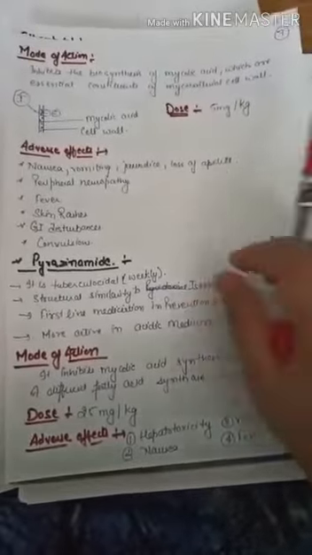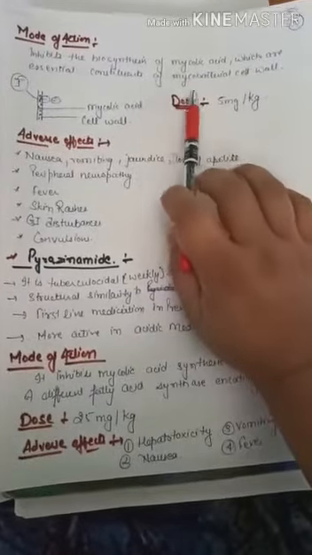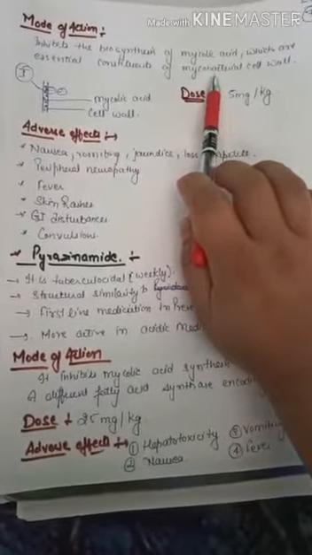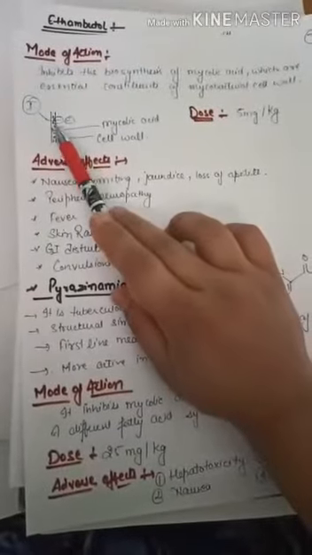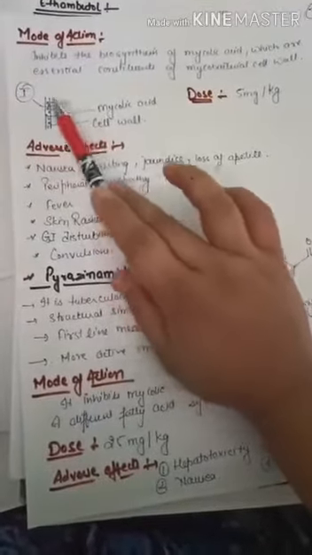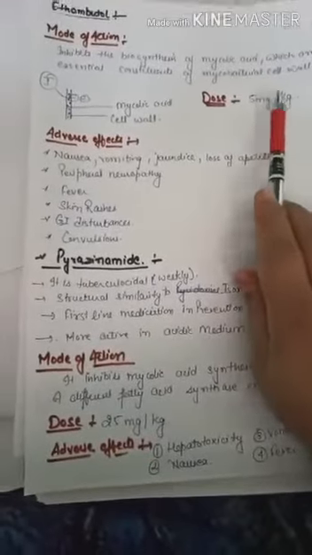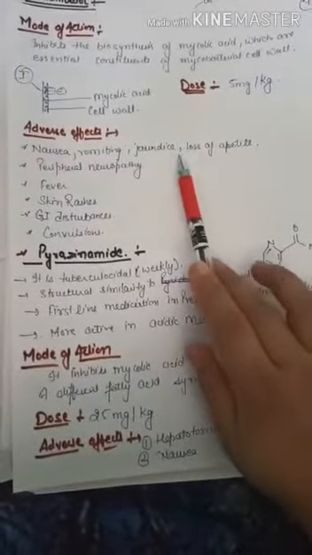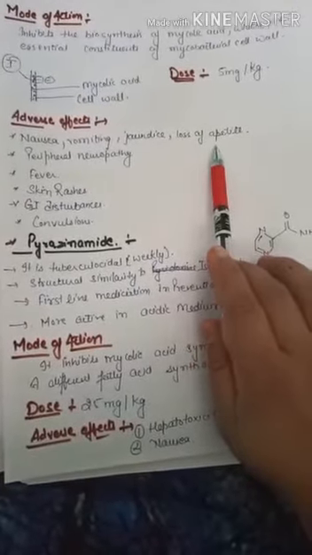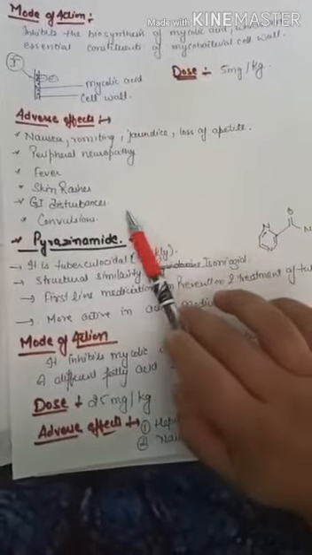The mode of action of isoniazid is that it inhibits the biosynthesis of mycolic acid, which is an essential constituent of the mycobacterium cell wall. Here you can see the cell wall and the synthesis of mycolic acid, and isoniazid inhibits the synthesis of mycolic acid, and the dose is 5 mg per kg. And the adverse effects are nausea, vomiting, jaundice, loss of appetite, peripheral neuropathy, fever, skin rashes, GIT disturbances, and convulsions.